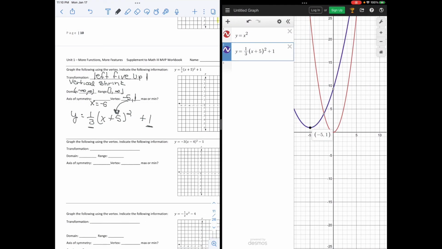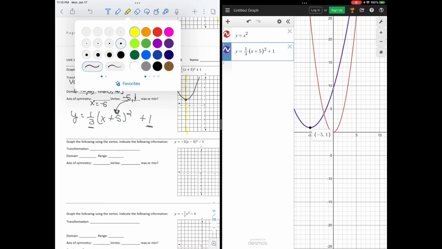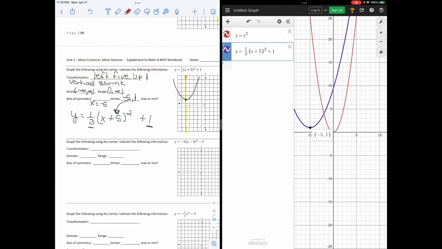So when I sketch my graph, I have a vertex at -5, +1, and it goes like that. I have an axis of symmetry at x equals -5. And that's what my graph looks like. Okay.